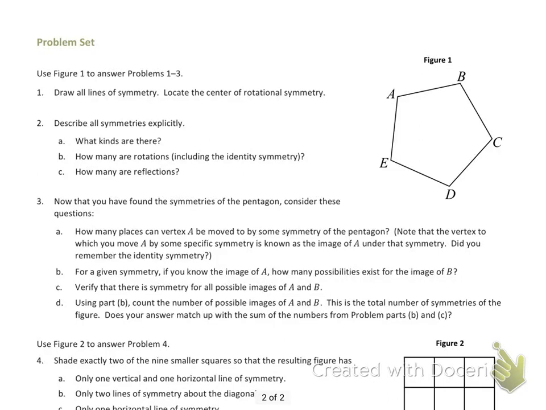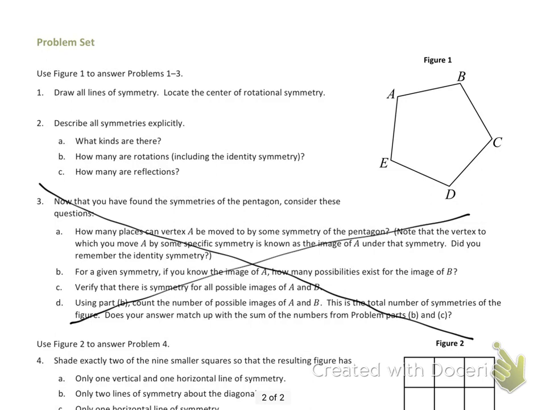All right, this is where we left off yesterday. We were looking at this. We looked at the square on the other side, and we figured out the lines and rotational symmetry. Let's just do this pentagon real quick together. You don't need to worry about question number 3, so I'll just cross that off.